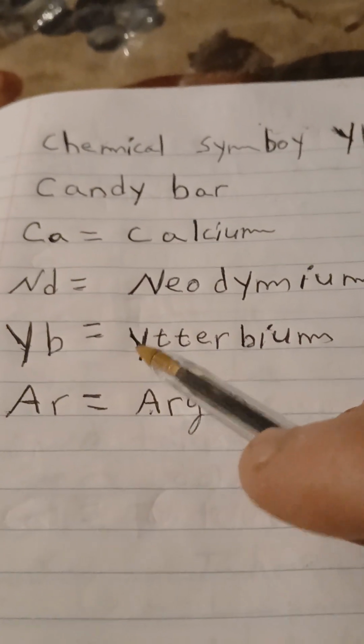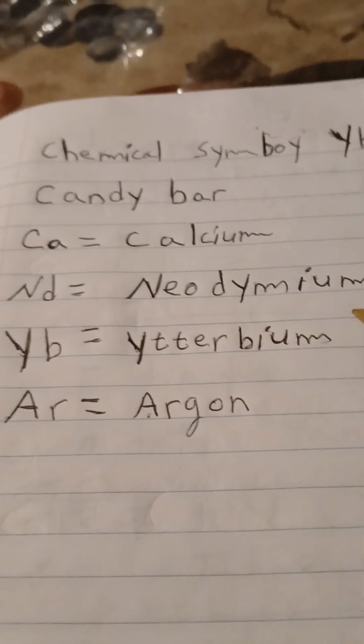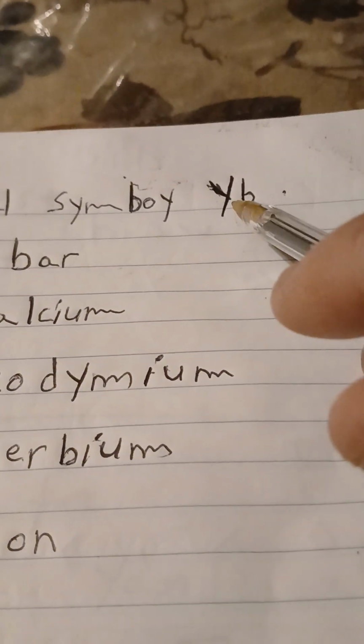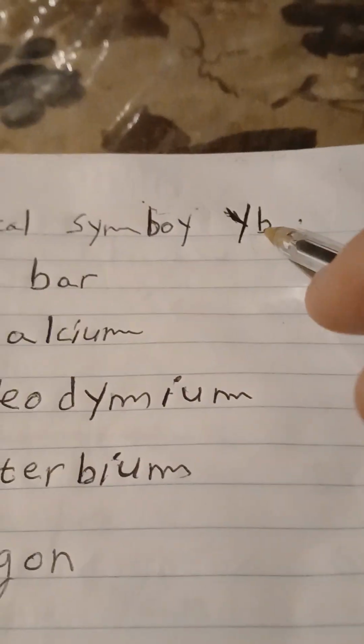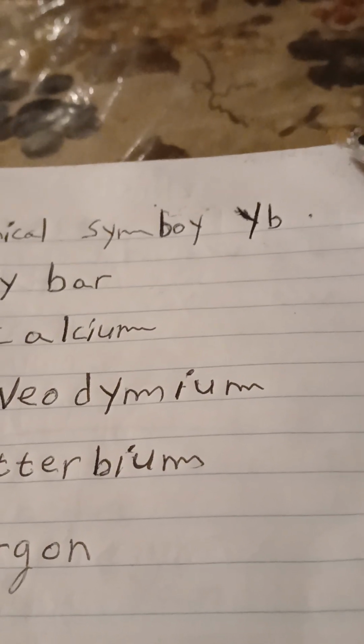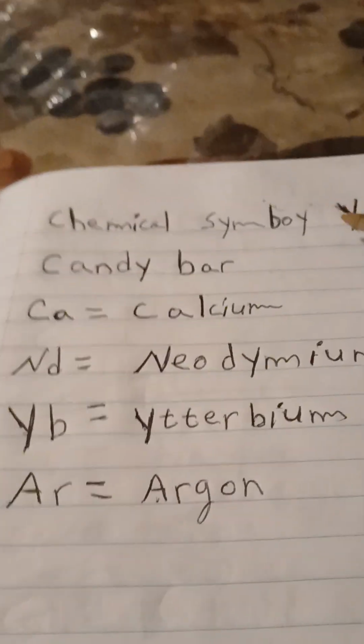Capital Y, ytterbium. And that's where you get that symbol. So you look at the periodic table of elements and you see capital Y and the b, and you say to yourself, how can I remember all these elements, chemical symbols and names? It's kind of difficult, but not if you break it down.